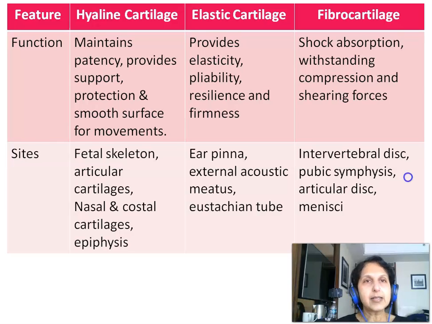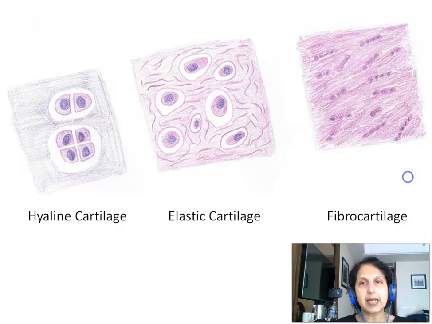Sites where we see hyaline cartilage are fetal skeleton, articular cartilages, nasal and costal cartilages, and epiphysis. Elastic cartilage is seen in the ear pinna, external acoustic meatus, and the eustachian tube, while fibrocartilage is seen in the intervertebral discs, pubic symphysis, articular disc, and menisci.